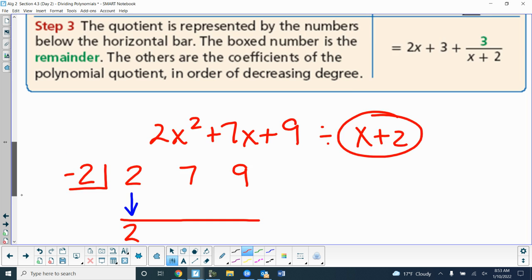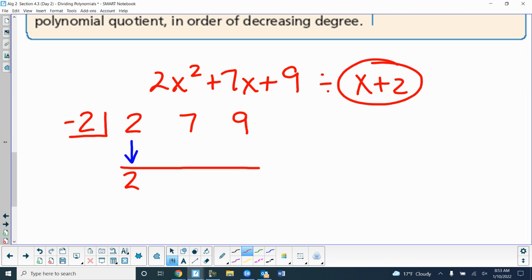Down here, I'm going to multiply negative 2 times 2, which equals what? Negative 4. That answer goes above the line under the next number. All right? So I went negative 2 times 2 to get that negative 4. Now, in long division, we subtracted. In synthetic division, we're going to add the numbers. So what's 7 plus negative 4? Positive 3, right? And then we just start over.